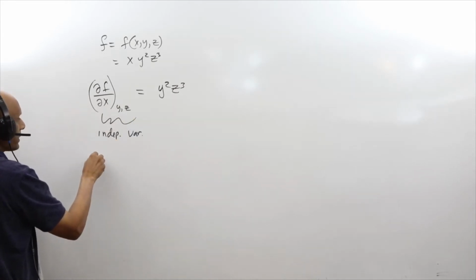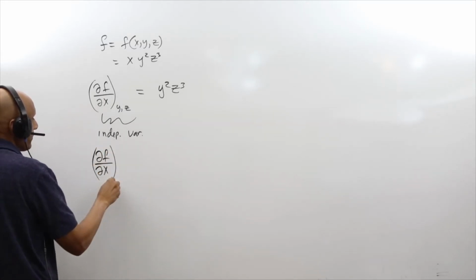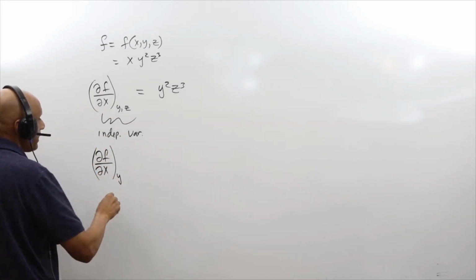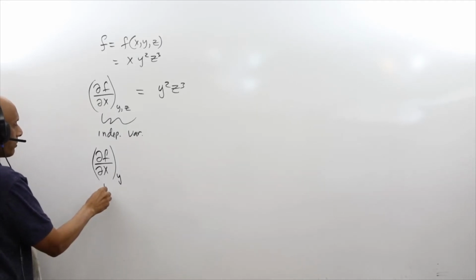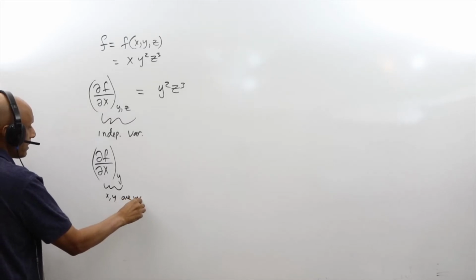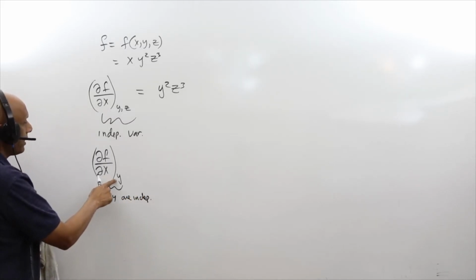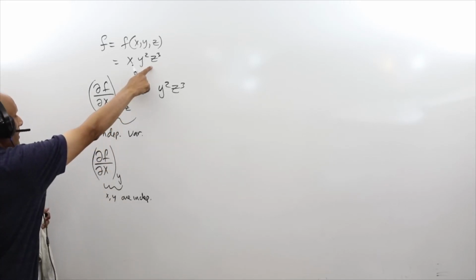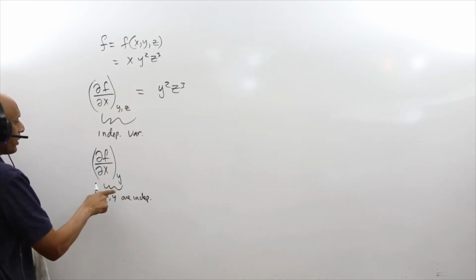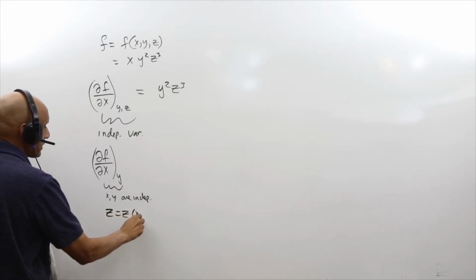But be careful, because if I write this notation of partial of f with respect to x, holding y, I'm assuming the independent variables are x and y. So changing x does not affect y. But how come there's a z?